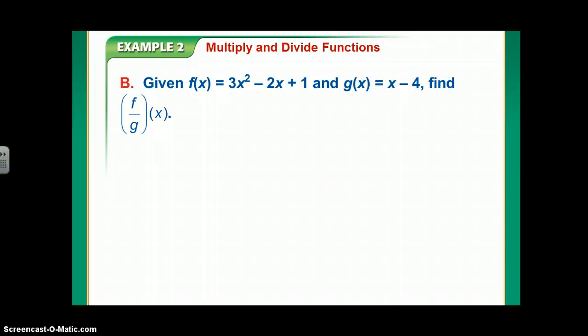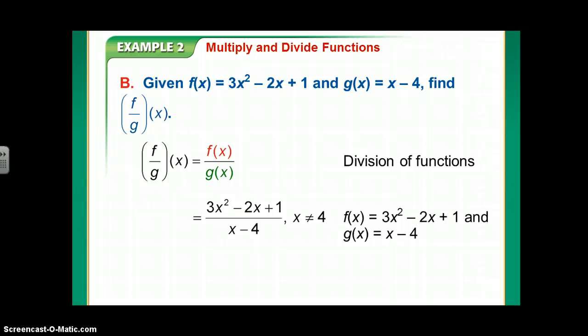Another example doing division. It's just f of x divided by g of x. Pretty simple. Okay, you're just substituting in your expressions for f of x and g of x. Notice that's important. It's important that we put a constraint on our domain, because we can never divide by 0, so x cannot equal 4.